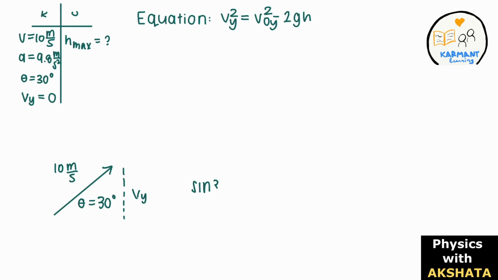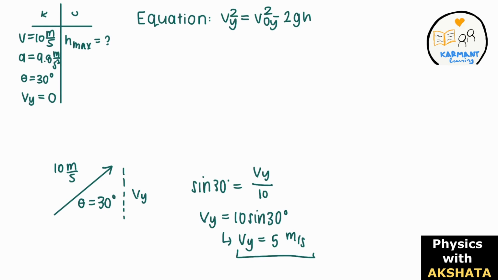Sine of 30 degrees is equal to Vy over 10. So Vy is 10 sine 30 degrees. So by calculating, we see that Vy is equal to 5 meters per second. Now that we found the y component of the velocity, we can use that in our equation.